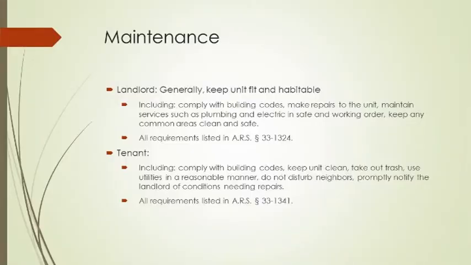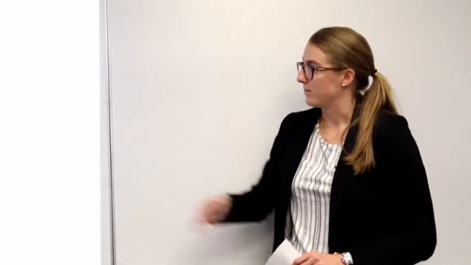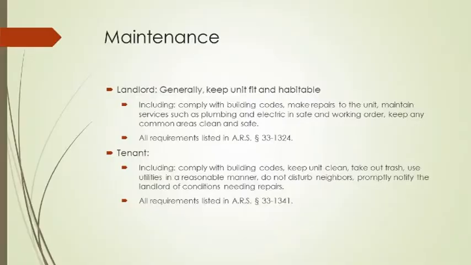So for the landlord, generally, they have to keep the unit fit and habitable, which means it has to be safe, things have to work, they have to make repairs, maintain services like plumbing and electricity. If there's a common area, so if you live in an apartment complex and there's a lobby or a shared stairwell, that's the landlord's responsibility to keep that clean and safe. All of the requirements are listed in this section for the landlord. So if you're a landlord, take a look at that, make sure you know what your responsibilities are.